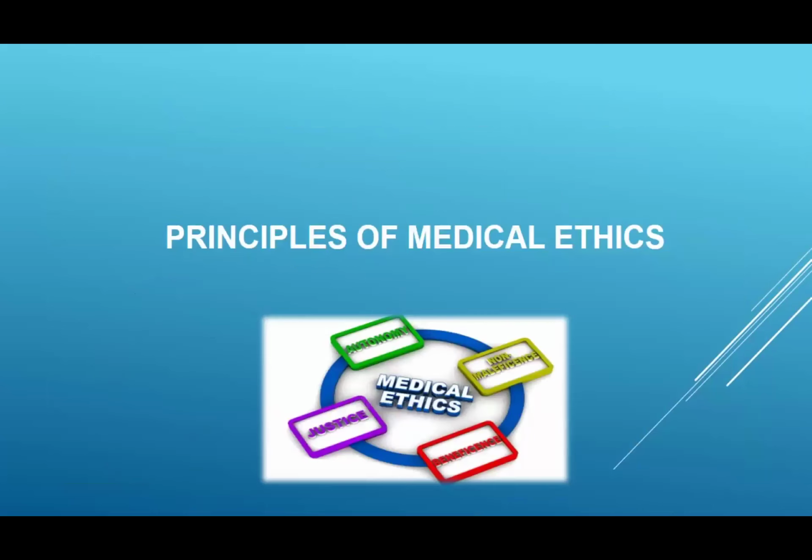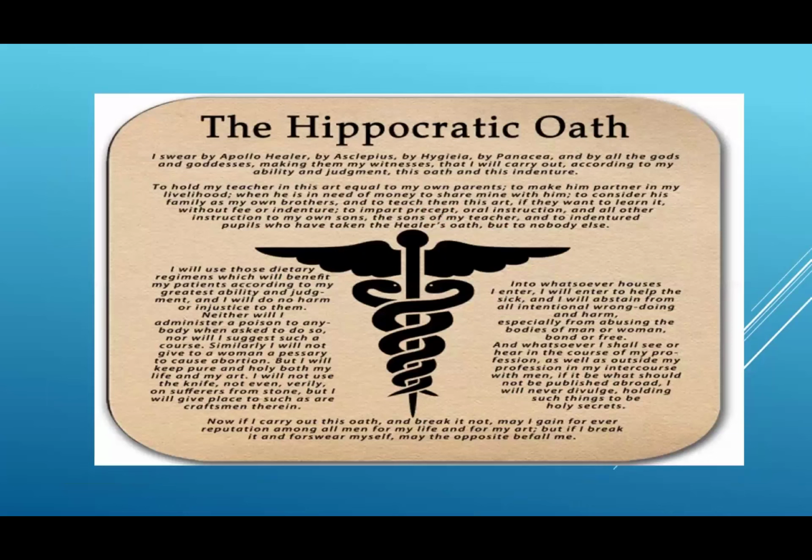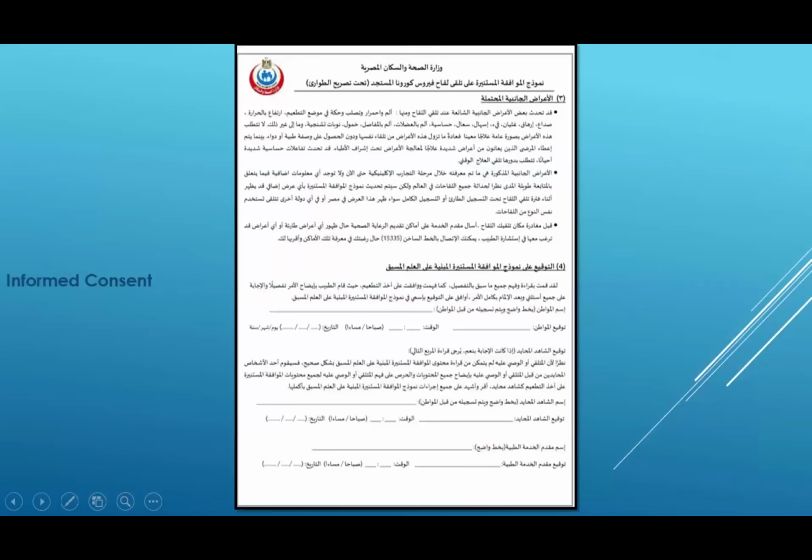What is the meaning of autonomy? The meaning of autonomy is that the individual can take independent decisions. It respects the patient's right to make decisions about their own health care. It includes informed consent, patient education, and respecting the patient's choices. This is autonomy. Okay?